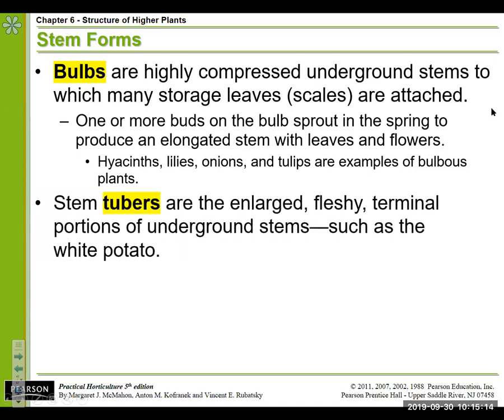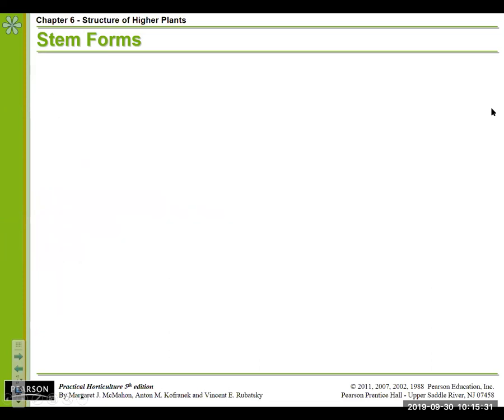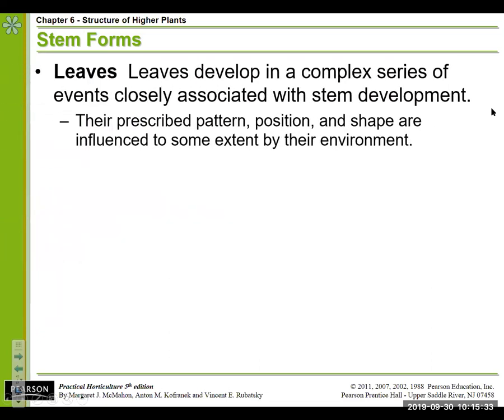We also have tubers, which are generally growing underground. They're large, fleshy terminal portions of underground stems, such as in the potato, right? So it's a tuber, again, a storage reserve of energy for the plant.